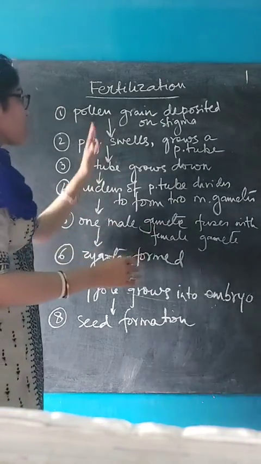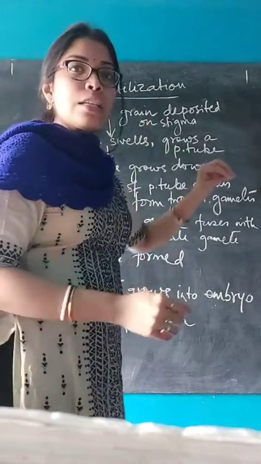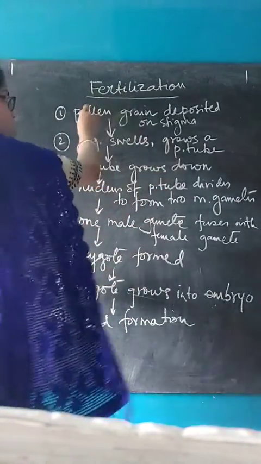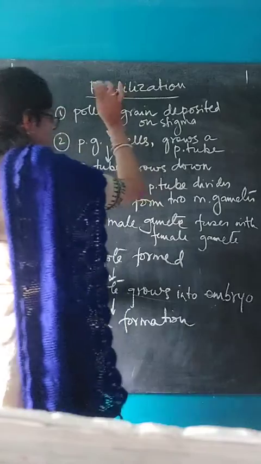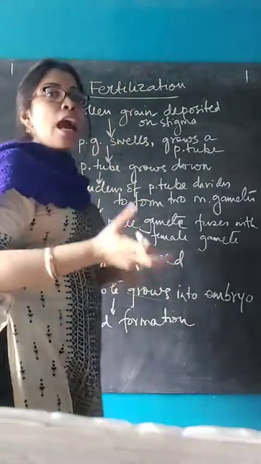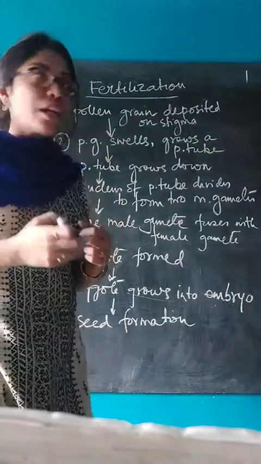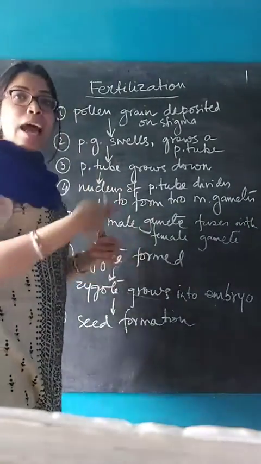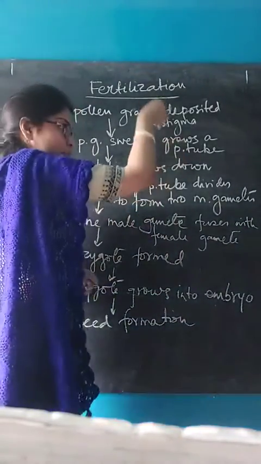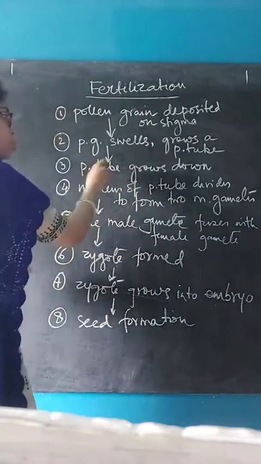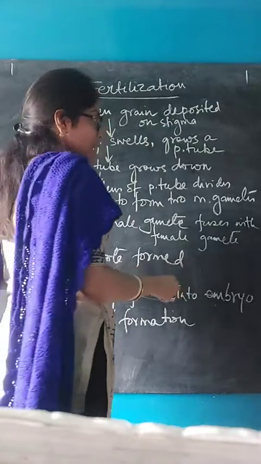First thing, what happens is the pollen grain is deposited on the stigma of the female reproductive part of the flower. Then what happens? The pollen grain absorbs moisture and certain chemicals from its surrounding, and it starts to swell. And as it swells, it starts to grow into a pollen tube. Okay. Next, that pollen tube grows downwards through the style.